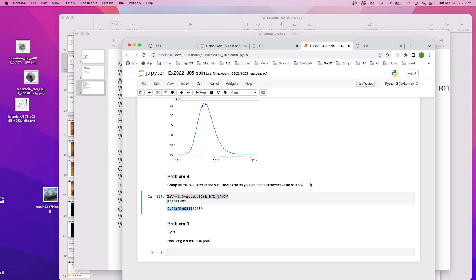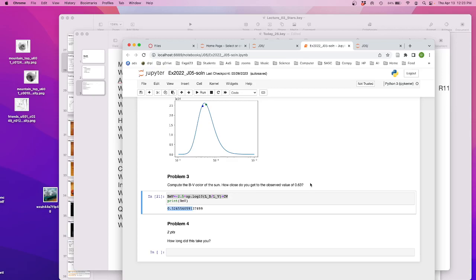But this is the answer that you ought to get. The difference between this and what we actually see is the stuff that's in the way. So the black body is making a black body at the surface of the sun, but then those photons have to all travel through the atmosphere, and that makes it a little redder.